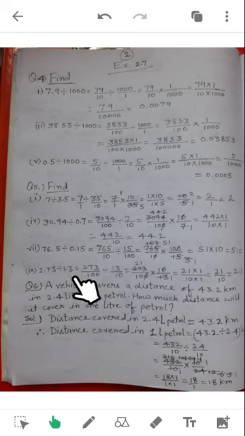2.73 when divided by 1.3. When it is being converted into fraction, it becomes 273 by 100, and 1.3 converted into fraction becomes 13 by 10. 273 by 100, 273 by 100. Sign of division has been converted into multiplication. We have to take the reciprocal of 13 by 10. It becomes 10 by 13.